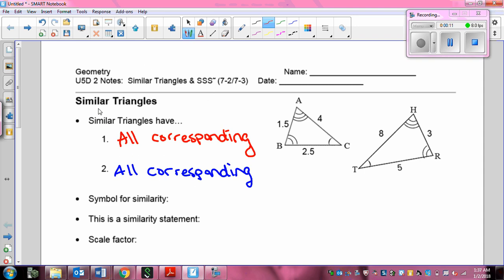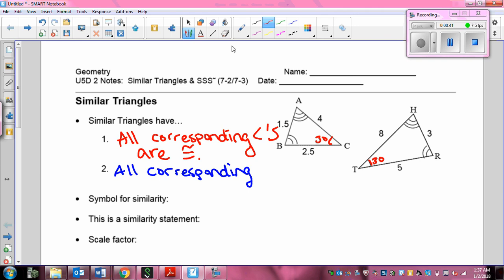So similar triangles have all corresponding angles congruent. Congruent means that the measures are going to be equal. So if I say that angle C is 30 degrees, and these two triangles are similar, then angle T has to also be 30 degrees. Okay? Their angles have to be equal.